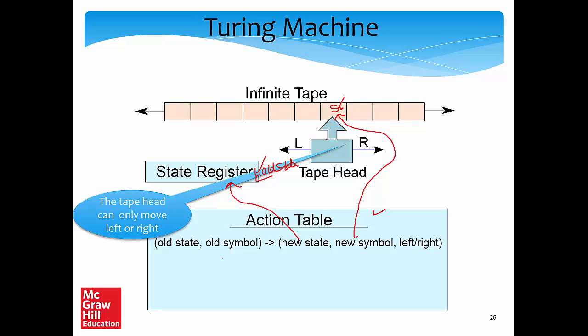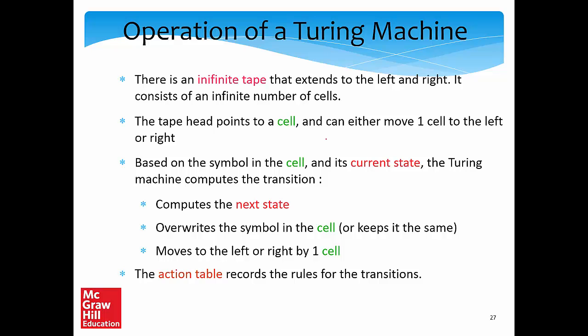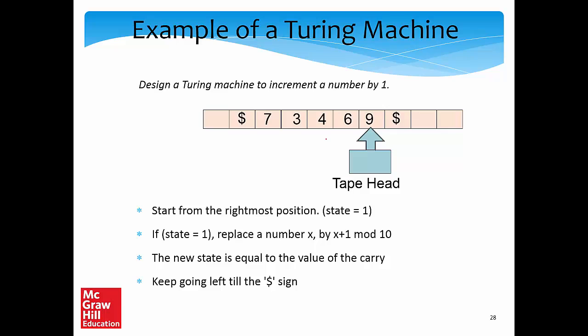So how will such a simple tape head that can only move left or right do it? Well, let's take a look at an example. Then only will we find out how it works. So I'm skipping this particular slide because it summarizes what I just described about the operation of a Turing machine. So let's take a look at a simple example.